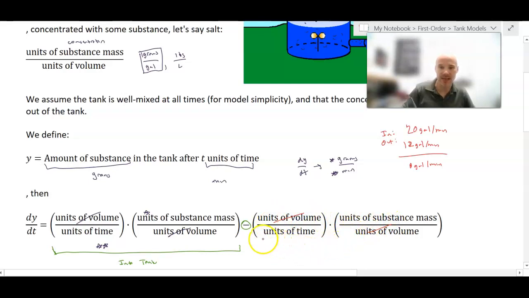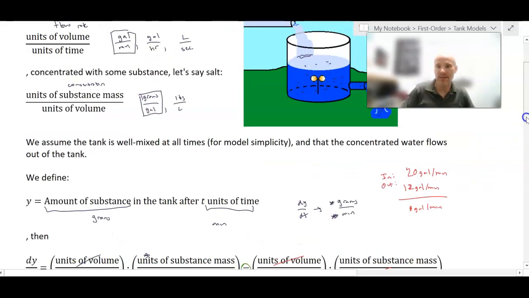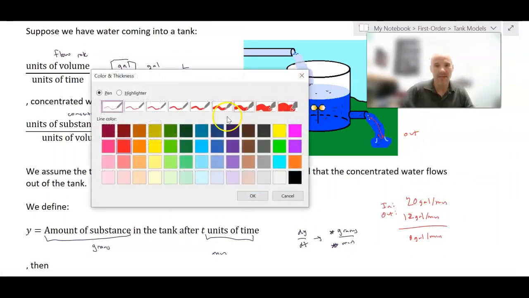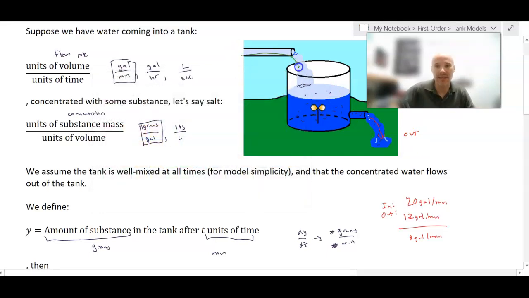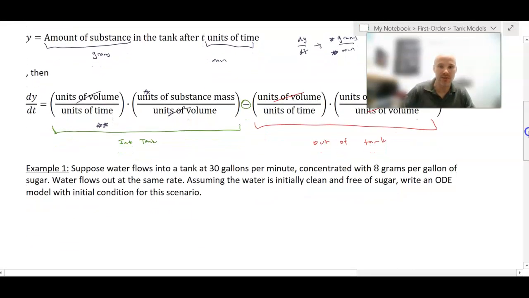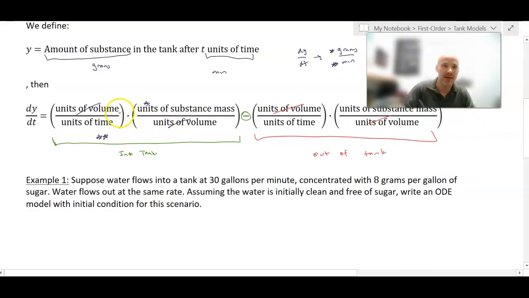Again, we get units of substance mass divided by units of time, and this is out of tank. So in red, here's what we have coming out, right? This is what's coming out. And then over here, we have what's coming in. Perfect. So that's pretty much what it boils down to. We just now have to figure out what these quantities are. There are 4 things that we need to build values for: the units of volume, the flow rate in, the concentration in, the flow rate out, and the concentration out.